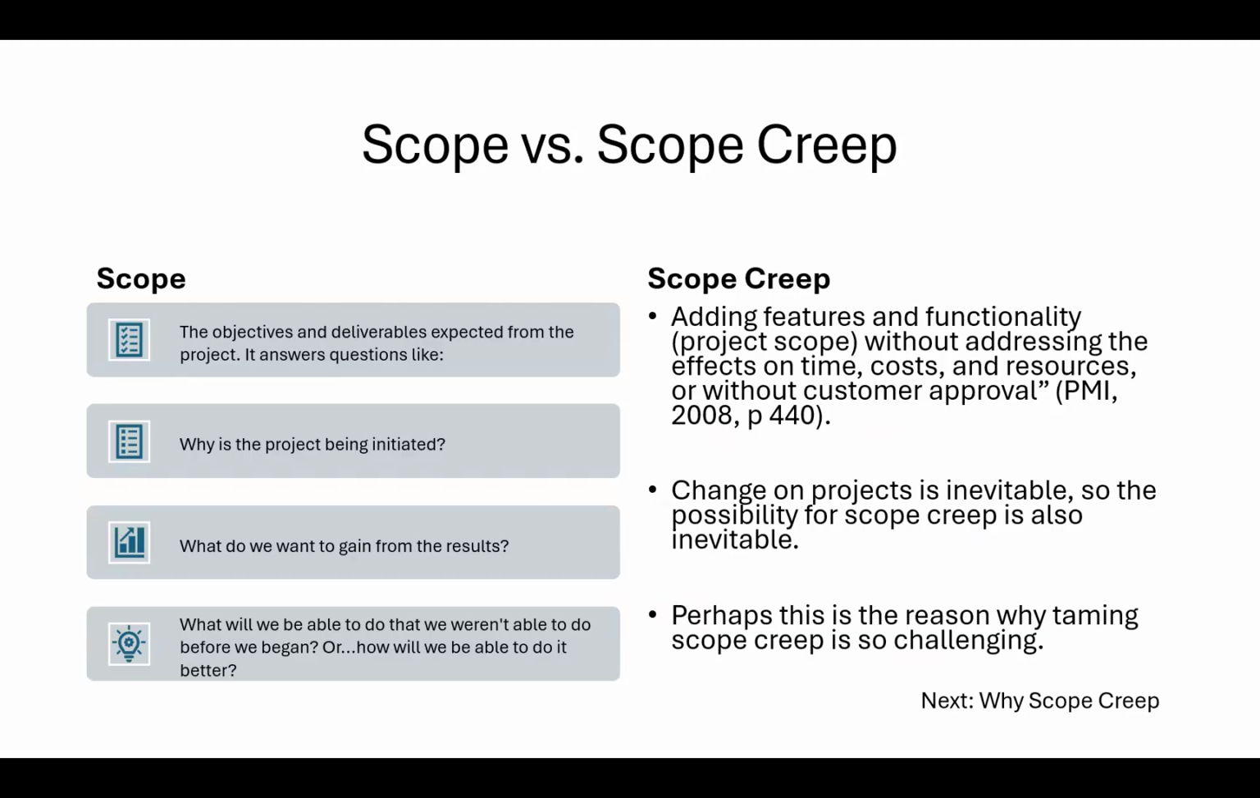Scope versus scope creep. On the left-hand side, it tells you what's included in the scope. And then on the right, what isn't? Adding features and functionality without addressing the effects on time, cost, and resources, or without customer approval. Change on projects is inevitable, so the possibility for scope creep is inevitable.